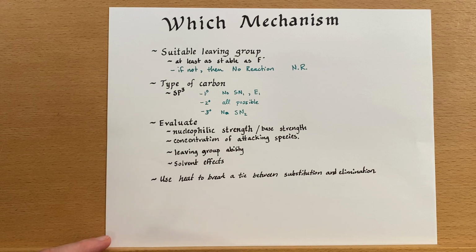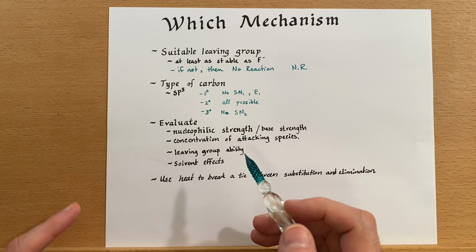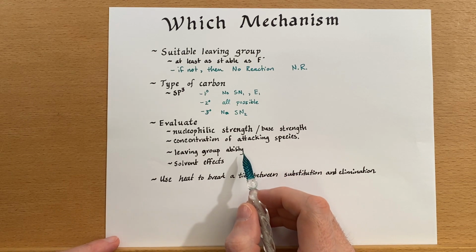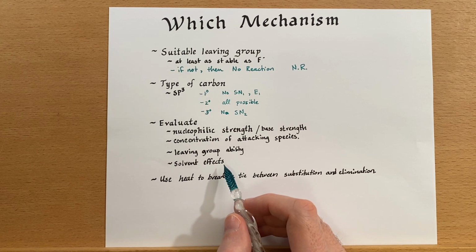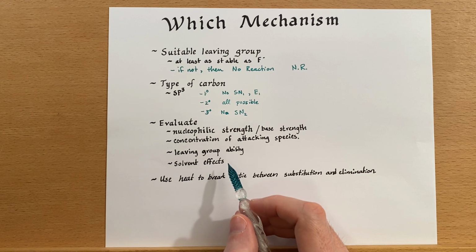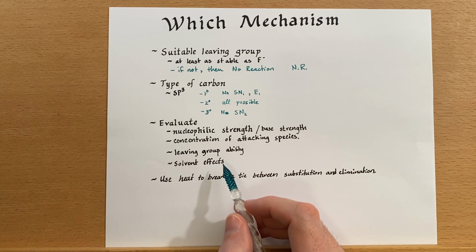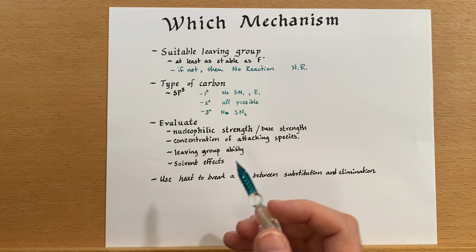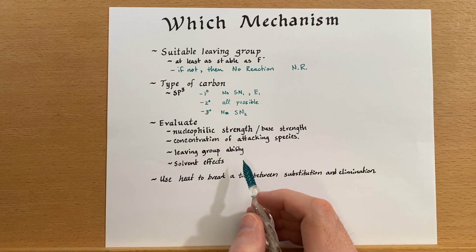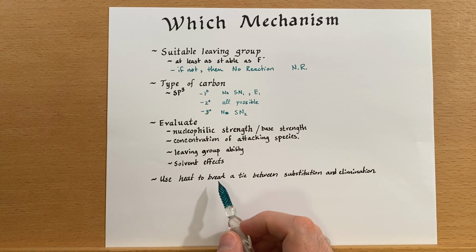Our leaving group ability. If we have still a suitable leaving group, but not the best one, then that would favor the bimolecular reactions because that attacking species will help the leaving group leave. And if we have a really great leaving group, then that will favor the unimolecular ones, the SN1, the E1, because that first step is the leaving group leaving on its own, and if we have a great one, then it may go that way.